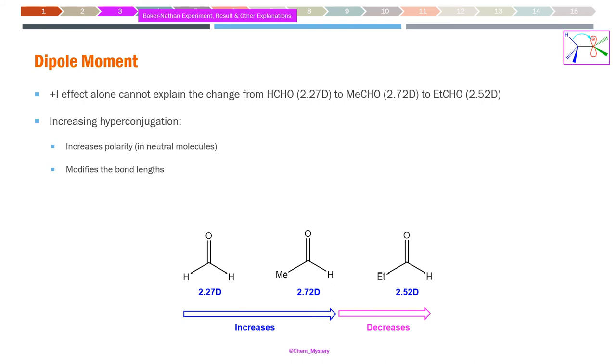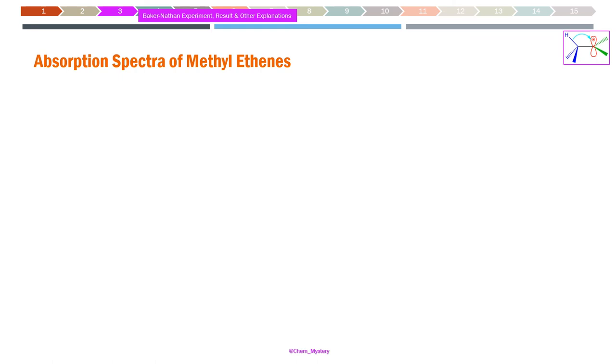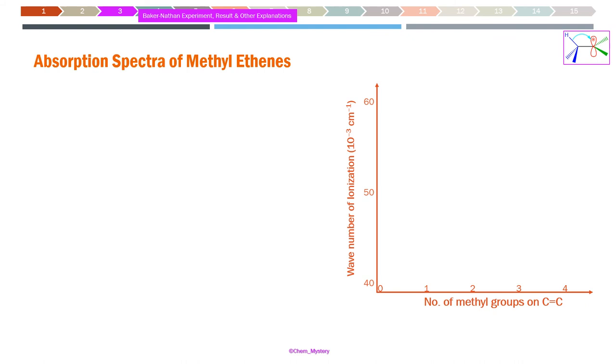Next, the next application we are having is about the absorption spectra of the methyl ethenes. Basically, we are talking about alkenes, and we have done all the substitution of hydrogen by methyl groups. So when we do so, as the number of methyl groups increases, how the values of the wave number are going to change. Basically, we are doing the ionization of these methyl ethenes.